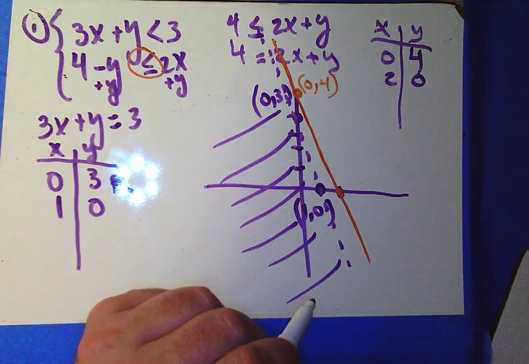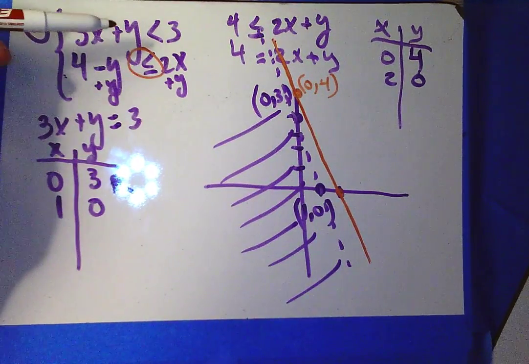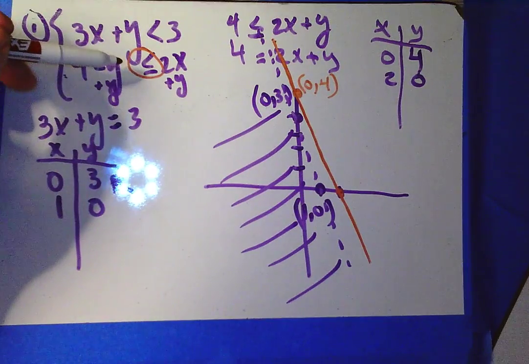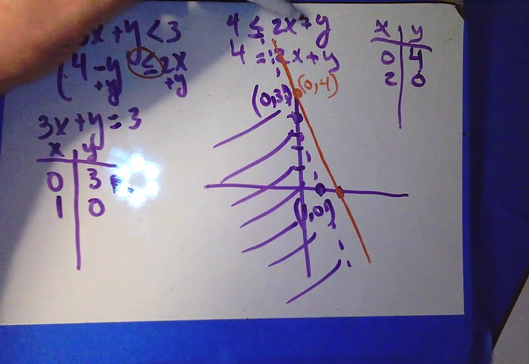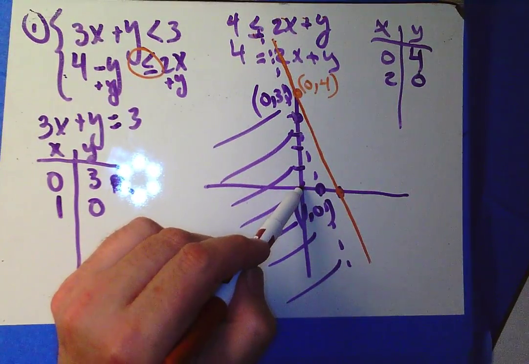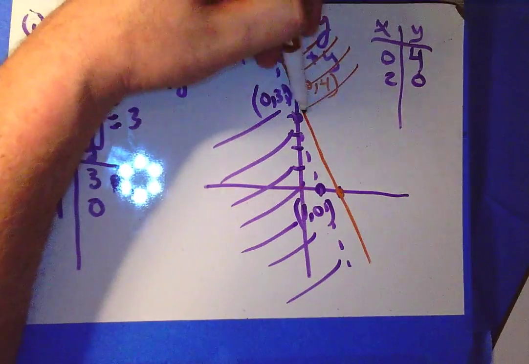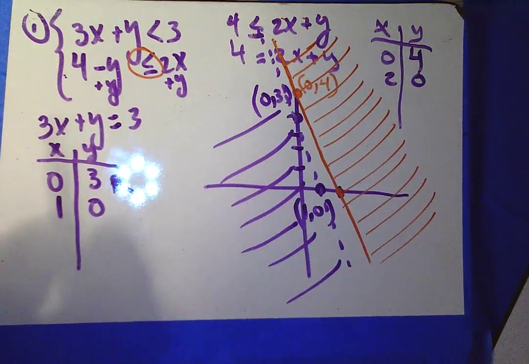Huh. Well, so which side of that line do I shade? Well, if I plug in 0, 0, I get 0 is greater than or equal to 4. Well, that's not a solution. And so this time, we shade in this direction.